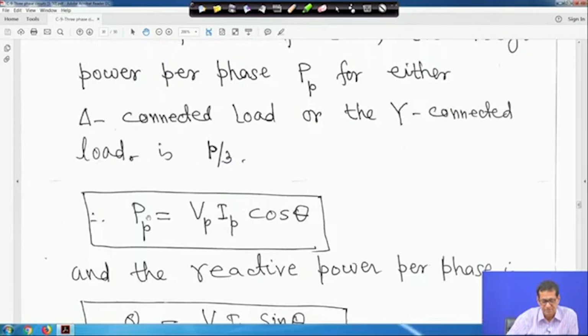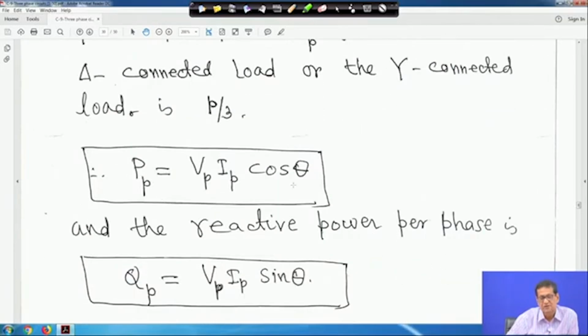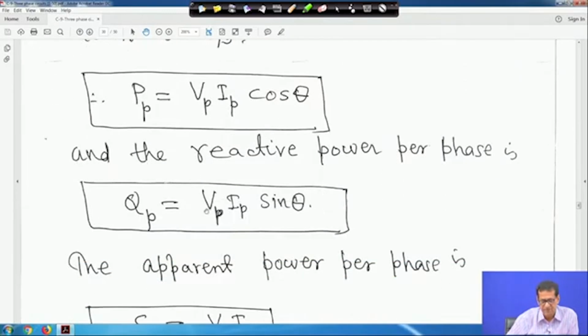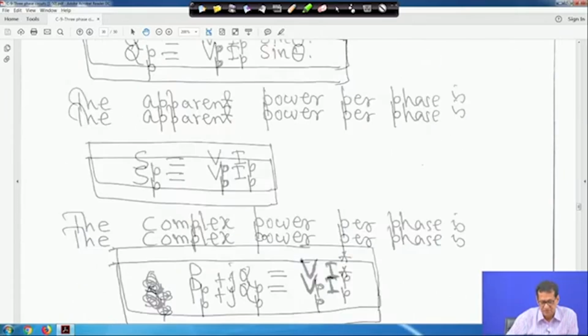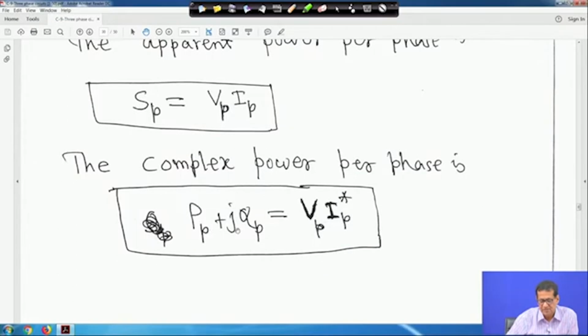Therefore, per phase power Pp will be P by 3, and P was 3 Vp Ip cos theta. So, Pp will be Vp Ip cos theta per phase, right. Similarly, the reactive power per phase will be Qp is equal to Vp Ip sin theta, right. The apparent power per phase will be Sp equal to Vp into Ip, so no multiplier of cos theta or sin theta, simply Vp into Ip. The complex power per phase will be Pp plus jQp is equal to Vp Ip conjugate.